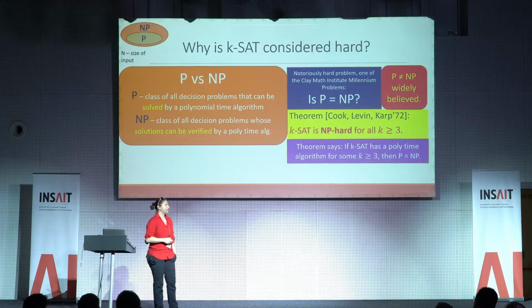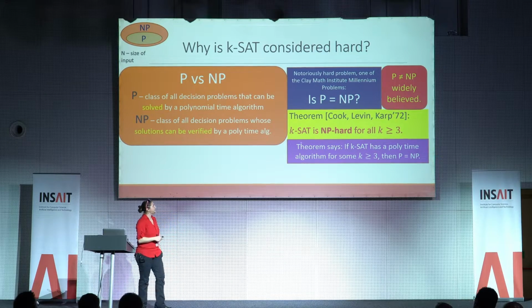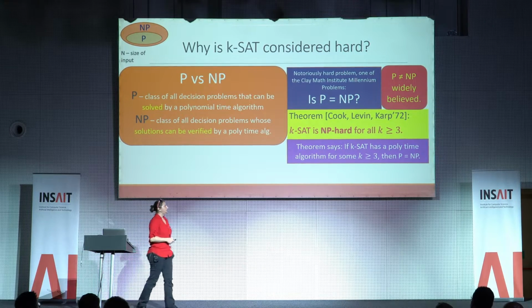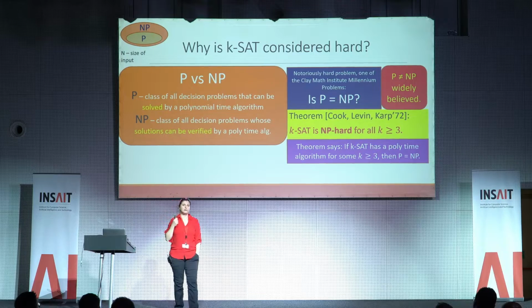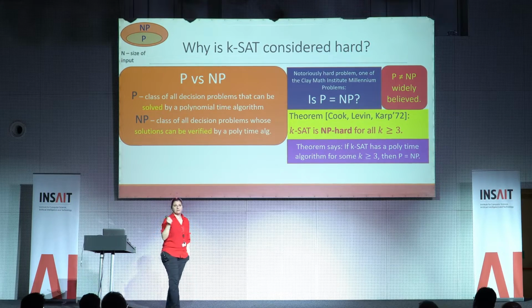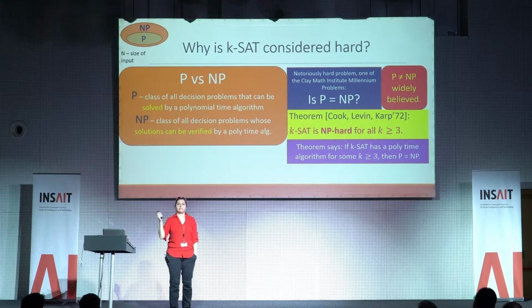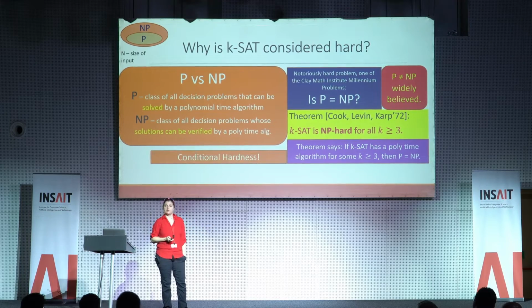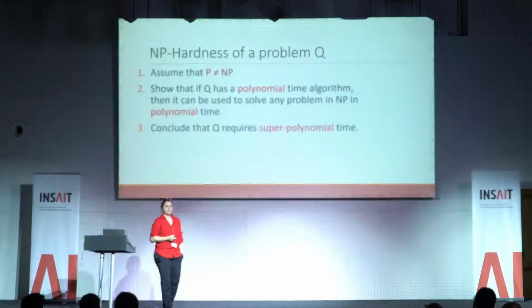And one of the things that was proven in the 70s is that this problem KSAT that I told you about is what's known as NP-hard. And this just means that if you can get a polynomial time algorithm, like order n to the 1000 time for KSAT, then P would equal NP, and this is something no one believes for some reason. And so you can think of this as conditional hardness. Let me explain conditional hardness.